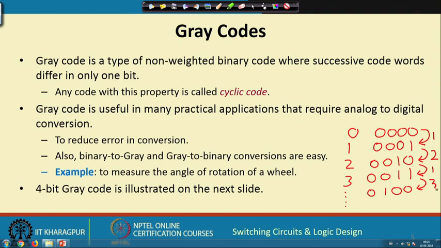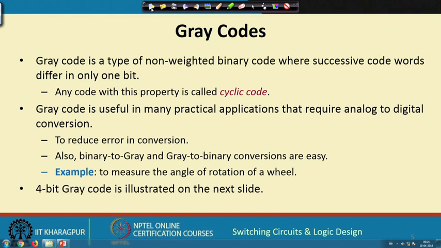Now, there are many applications we shall be talking about where it is good if you can reduce the number of bits that are changing between successive counts. If multiple bits are changing, there can be a problem. We shall take an example and show how that kind of problem can come, but for the time being assume that if multiple bits change, there can be a problem. So, we are trying to avoid that. We are trying to come up with a counting system where only one bit is changing across successive count values. Okay? This is what we are trying to do.